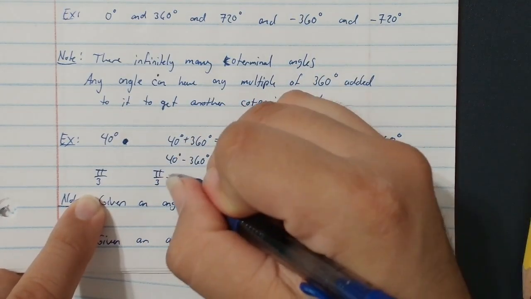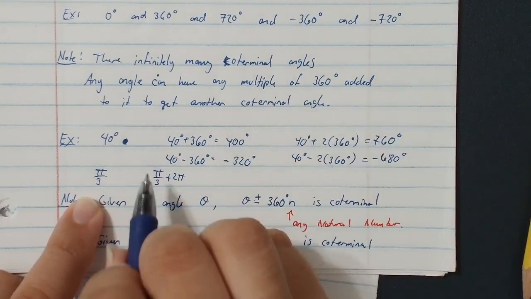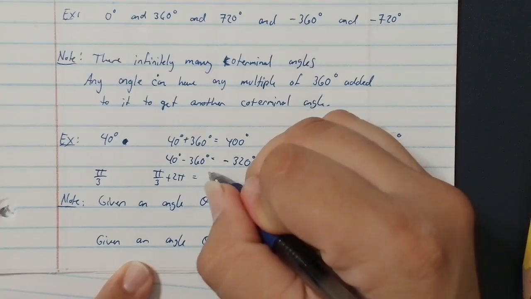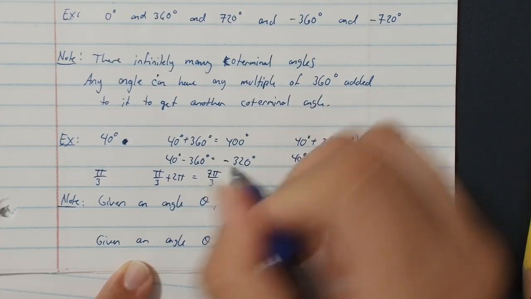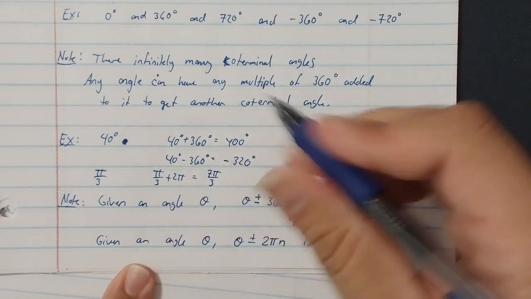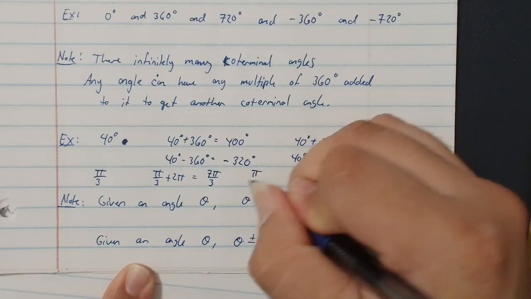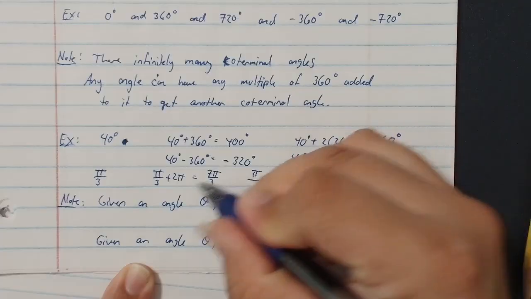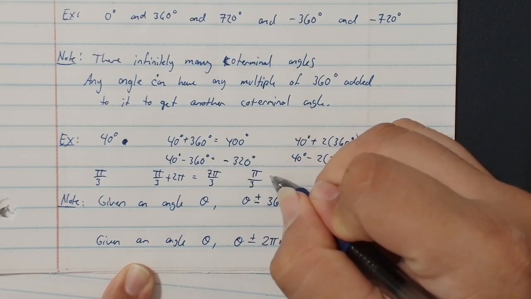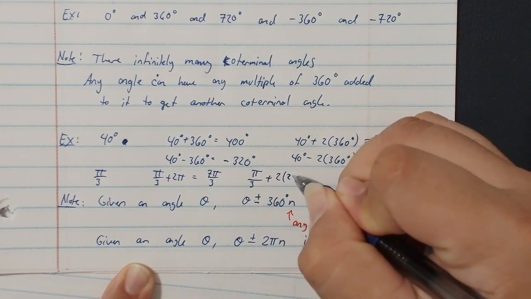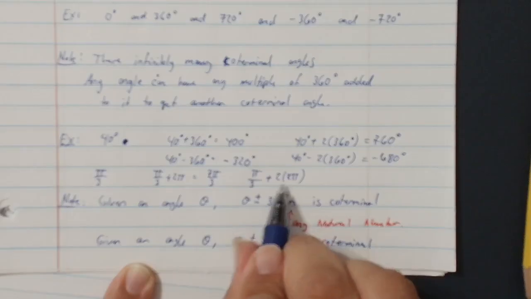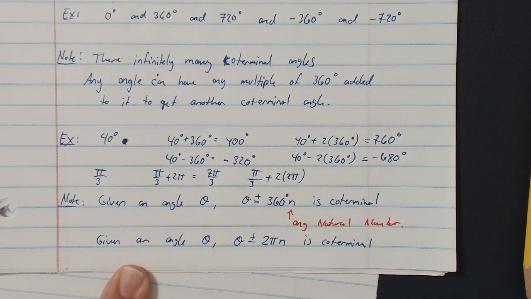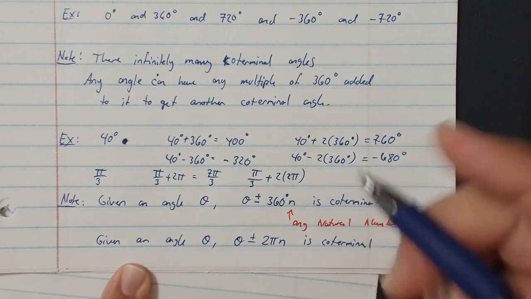I could have pi over 3 plus 2 pi. That's going to give me 7 pi over 3. I could add another 2 pi, instead of adding 360, I could add double 360. I could add 2 pi, or I could add double 2 pi. That's 4 pi right there. And 4 pi plus pi over 3 will give me 13 pi over 3.